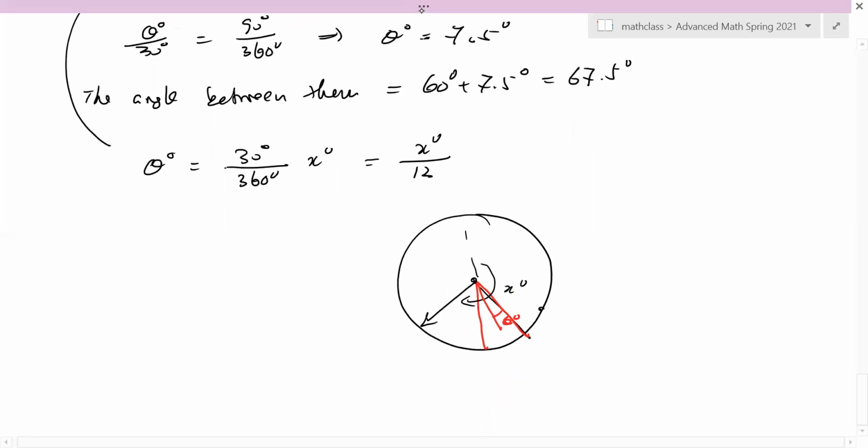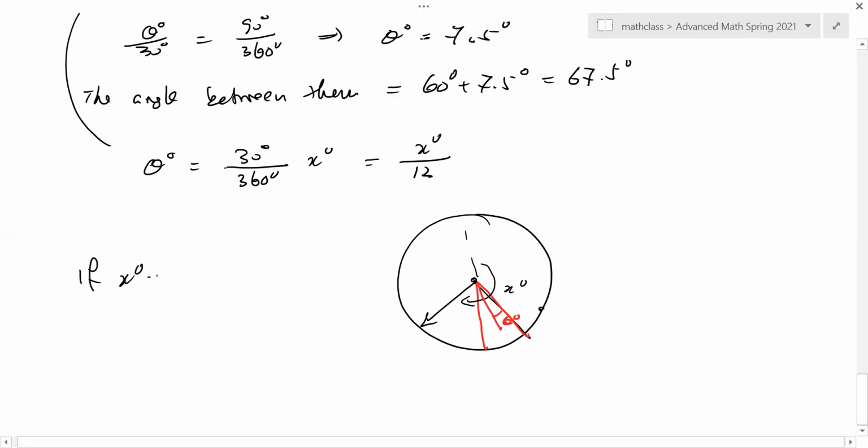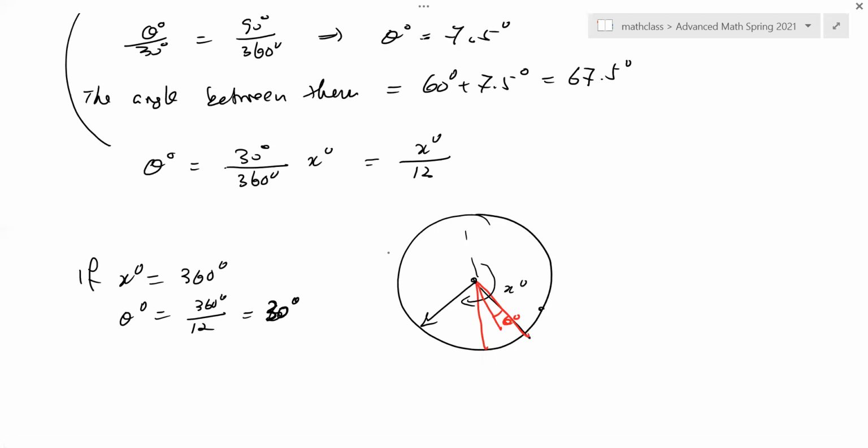Now again, if it's a complete circle, then theta is going to be 360 degrees divided by 12, and that'll be 30 degrees. That means when the minute hand completes the whole circle, the hour hand's angle changes 30 degrees, from here to here. So what is the angle between them?